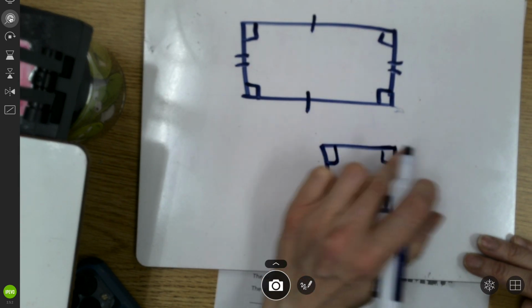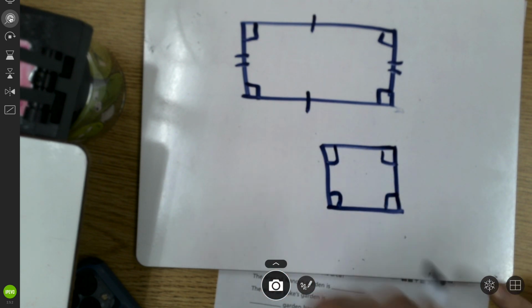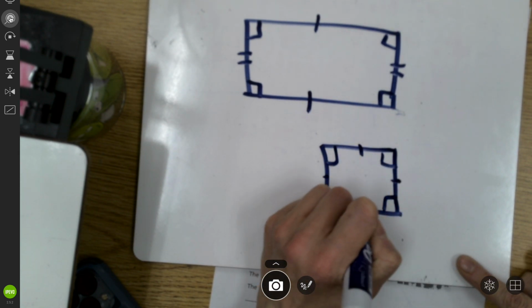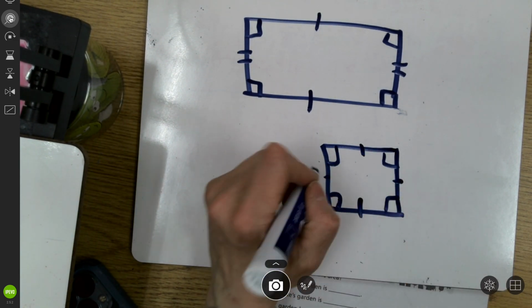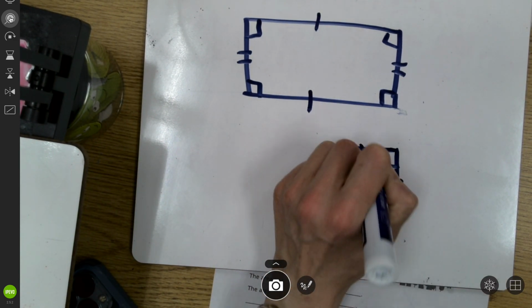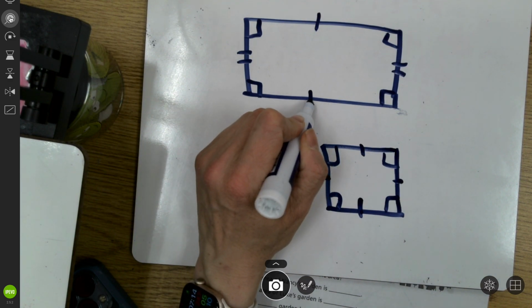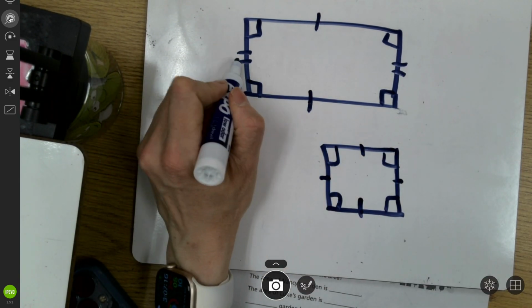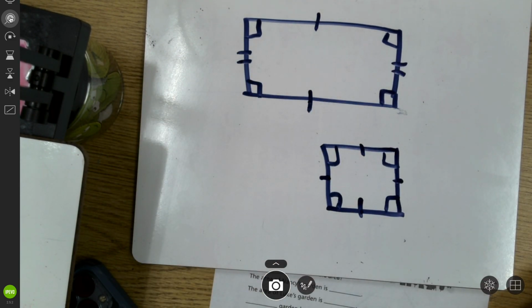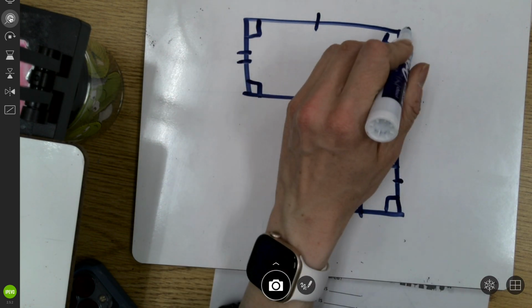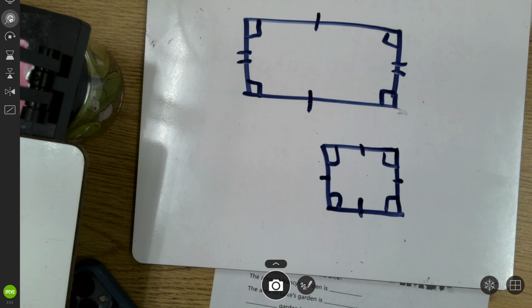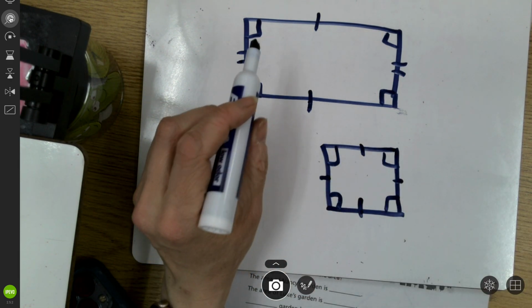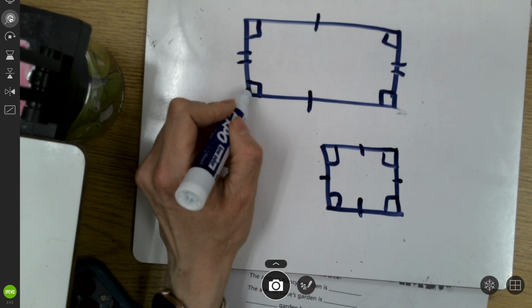square also has 4 sides. It has 4 right angles, but all sides are equal. So you see how I marked these sides? The sides with 1 dash are all equal. Here, the sides with 1 dash are equal, and then the opposite sides with the 2 dashes are equal. So this length does not equal this width, but this length does equal this width. Okay? So it goes a little something like this.